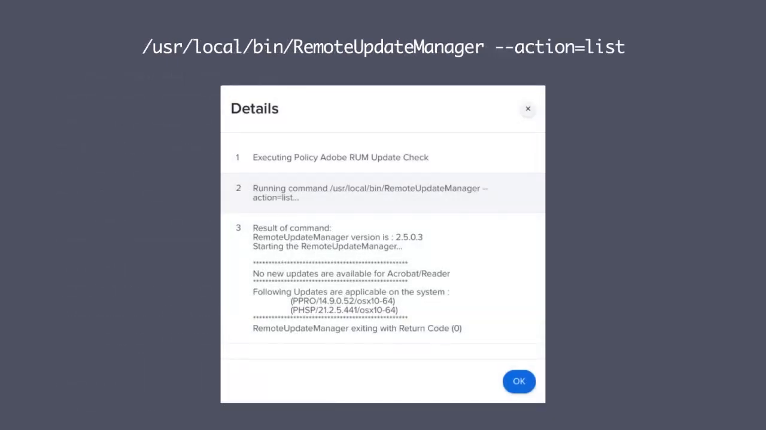Last example I'll use here is the list action on run, but running it from a Jamf policy. Although probably not that usable here, it's still pretty cool. You can see quite nicely formatted output in those policy logs. Something that's quite helpful if you're maybe going to run Remote Update Manager from a Jamf policy.